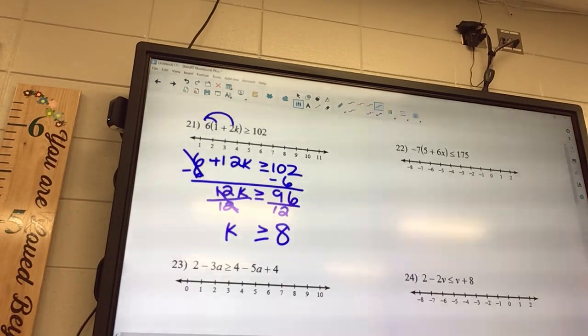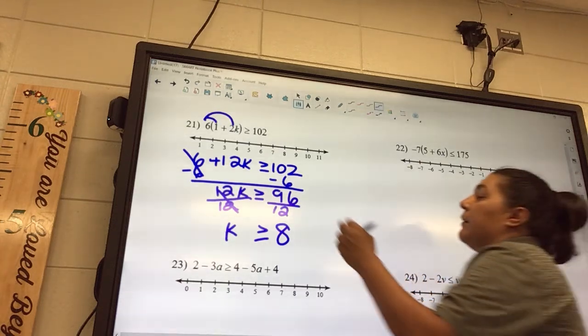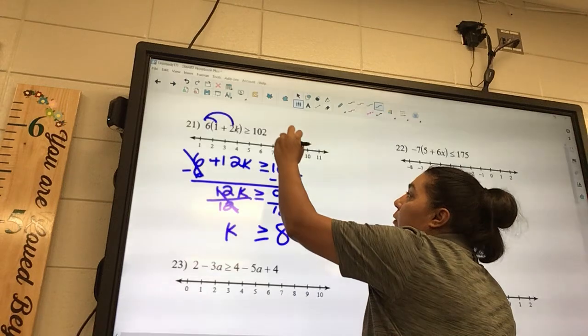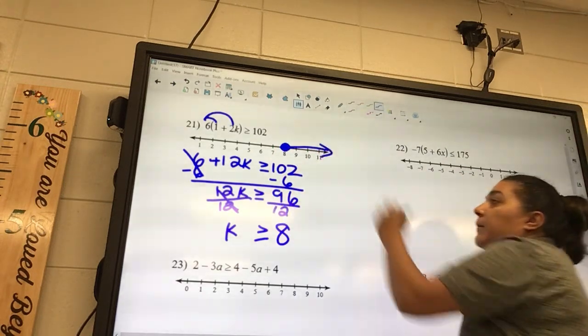Not 96. Okay. Is that going to be open or closed? Closed, going which way? To the right.